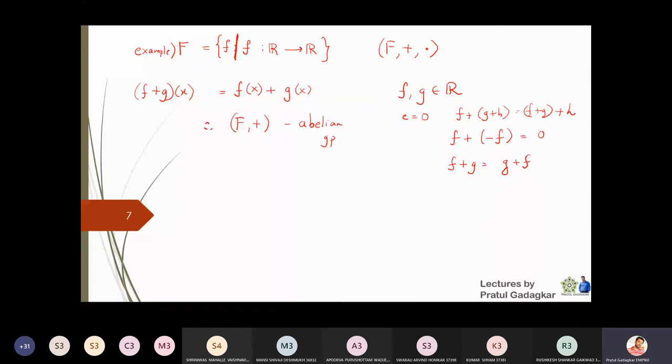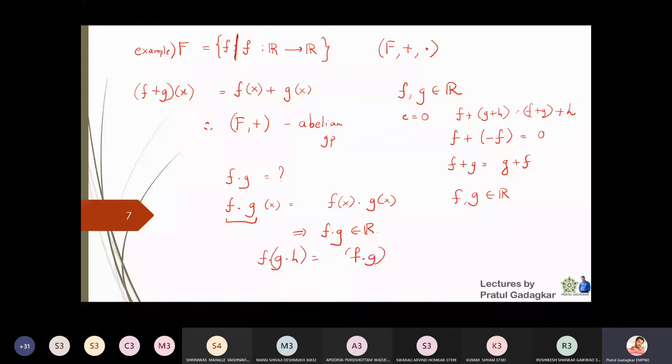If I take two functions f and g and multiply them, what is the multiplication? We know that (f into g)(x) is nothing but f(x) into g(x). So if f and g are functions from R to R, then fg is also a function from R to R. If I have two functions, then the product is also a function from R to R. Then associativity is clear because (f into g) into h will be equal to f into (g into h).